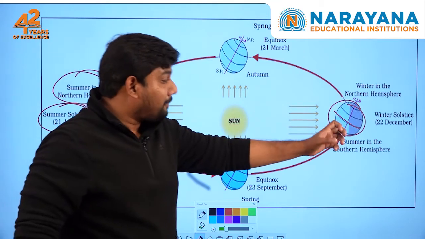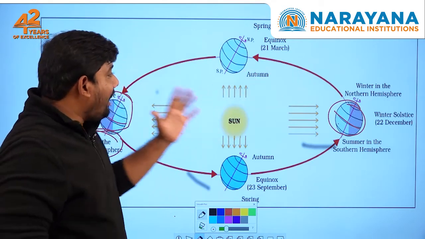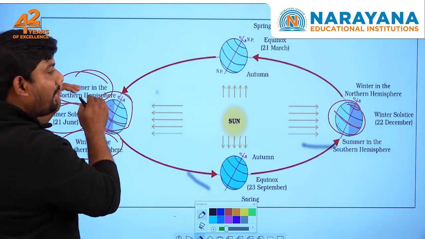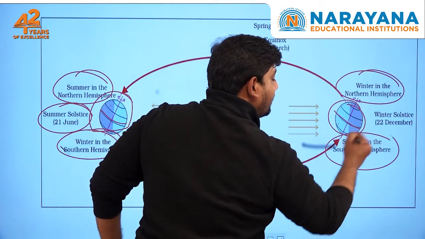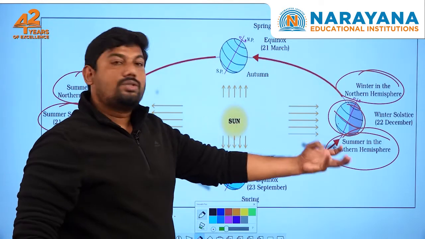Now, the northern hemisphere is completely opposite to what we discussed. Like I told you, there it is summer, whereas here it is winter. Automatically in the southern hemisphere it is summer. So this is called winter solstice.